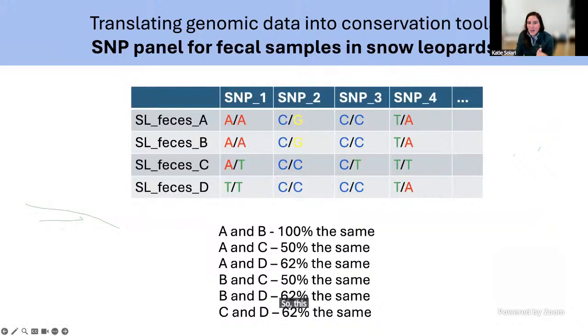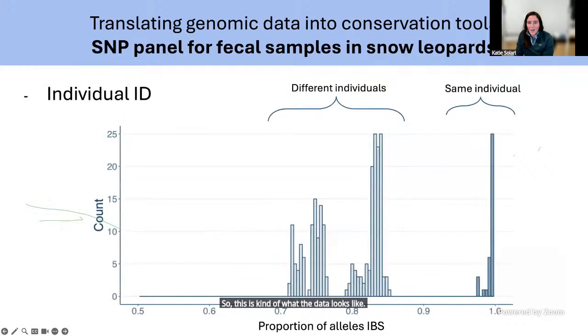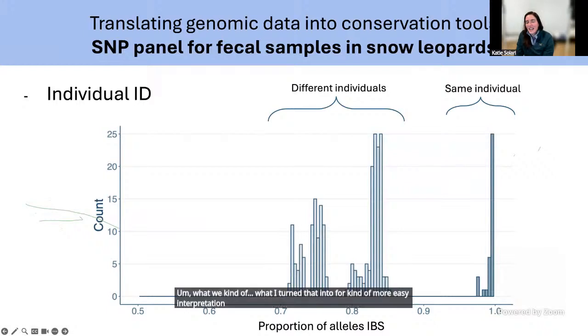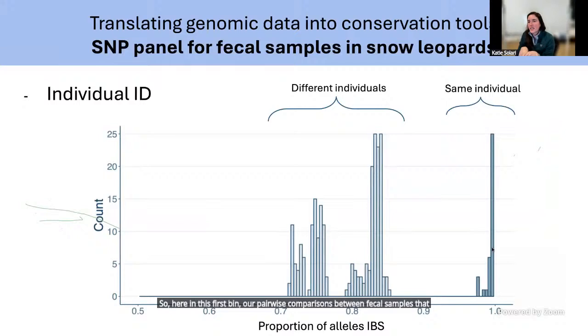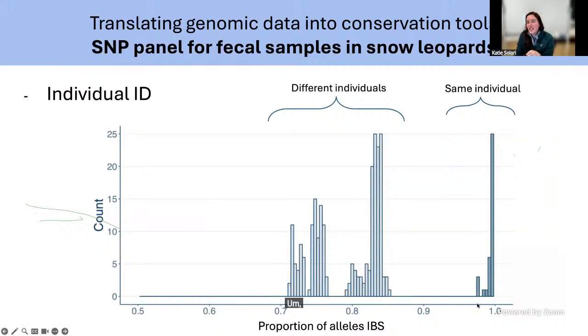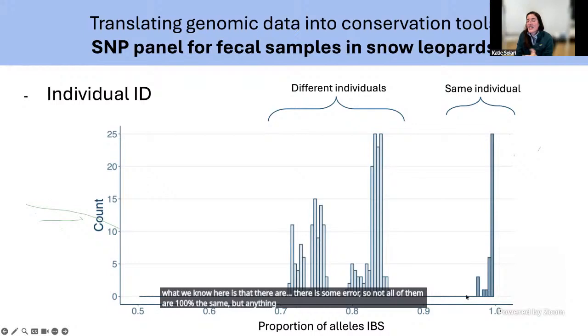So this is kind of what the data looks like. What I turn that into for easier interpretation is a plot that looks like this, where these are pairwise comparisons between all of the fecal samples. So here in this first bin are pairwise comparisons between fecal samples that are 100% the same. And what we know here is that there is some error, so not all of them are 100% the same, but anything that's 95% the same or more are coming from the same individual.